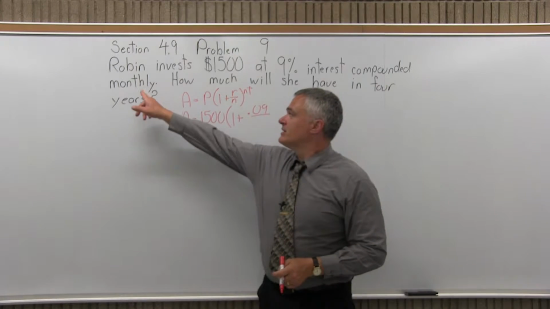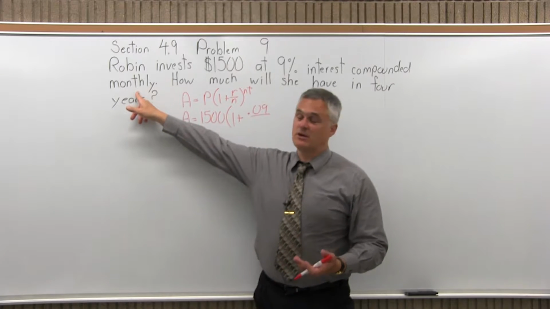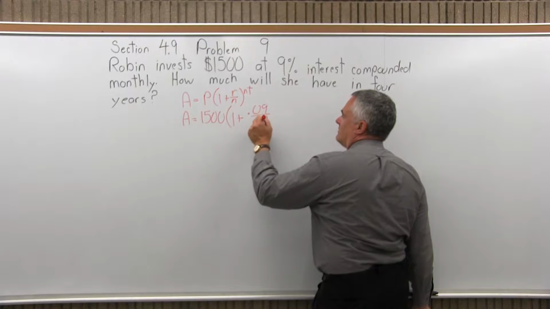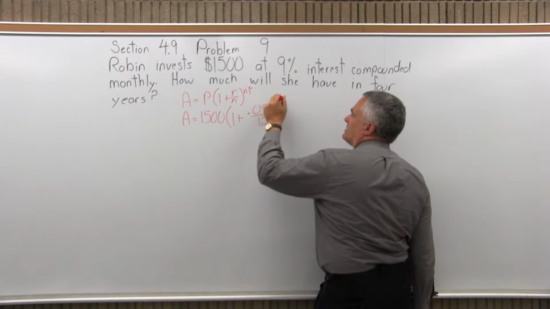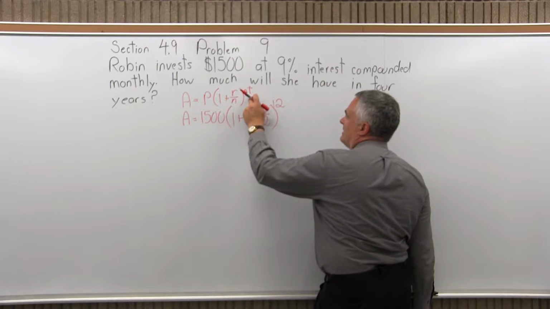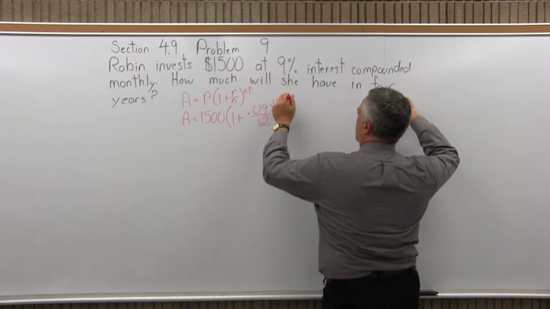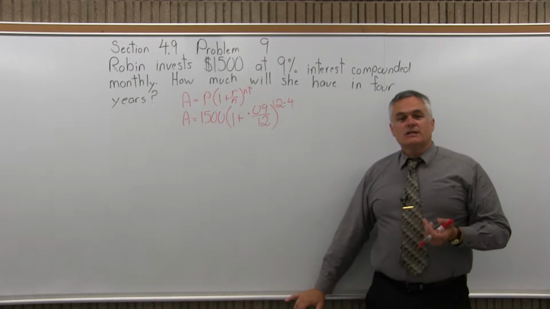n is the number of times compounded per year. So what type of compounding do we have? We have monthly compounding, so the number of times compounded would be 12, because there's 12 months in the year. So for monthly compounding, n is equal to 12. I have an exponent of n times t. So again, n is 12 for monthly compounding. t, time in years, is 4 years. So times 4, t is 4. So that's how it fills in.